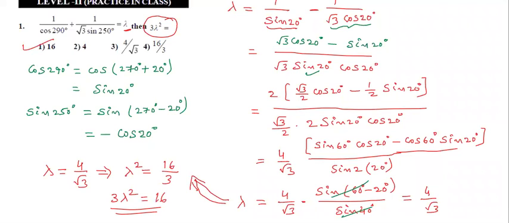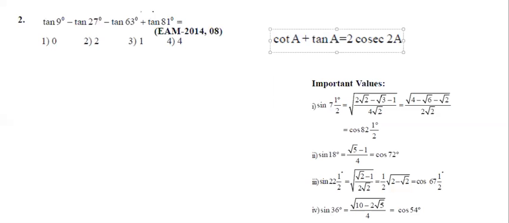After completion of this, is the next step. Students, observe that second question. This is an important model. Here, already we know that formula: cot A plus tan A is equal to 2 cosecant 2A. In previous class, already we explained this proof. So remember it.